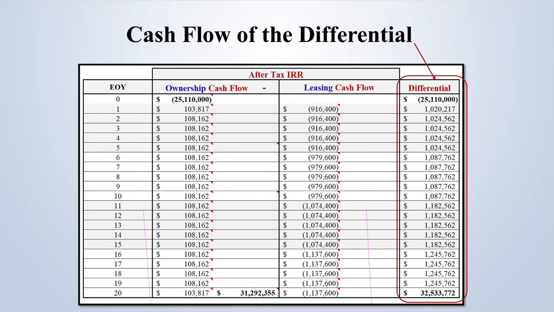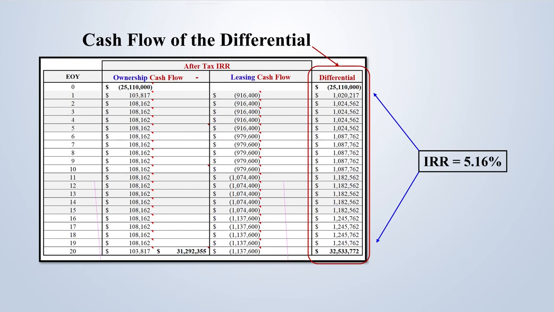As I mentioned, this is cash flow of the differential. It means the cash flow of the difference of leasing and owning. So we have the ownership cash flow as we had it depicted in the last slide, and we have the leasing cash flow, and we subtract the lease from the buy or the ownership. And lo and behold, we have the differential or the difference of the two in the right column. From here, it's very easy to crank in the numbers and come up with the internal rate of return of 5.16% in this case.